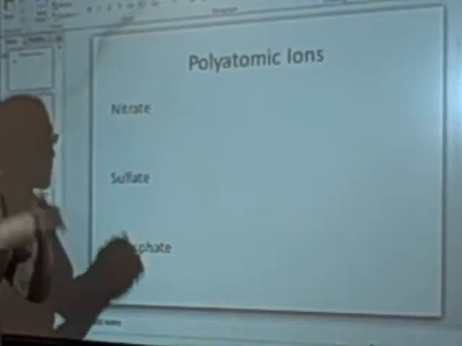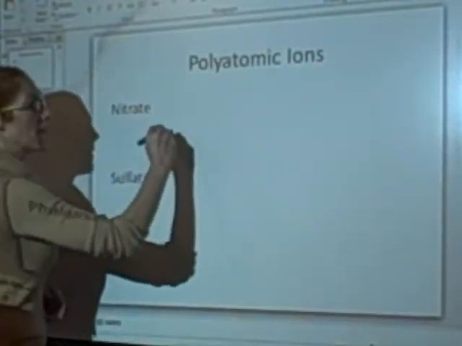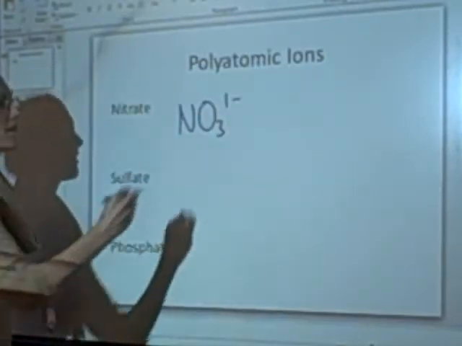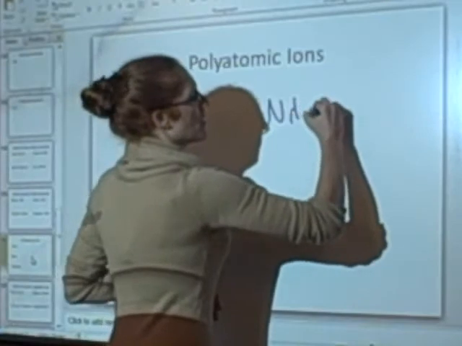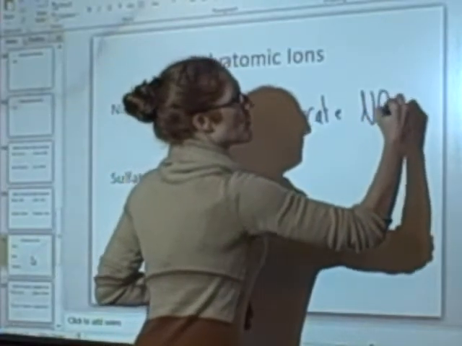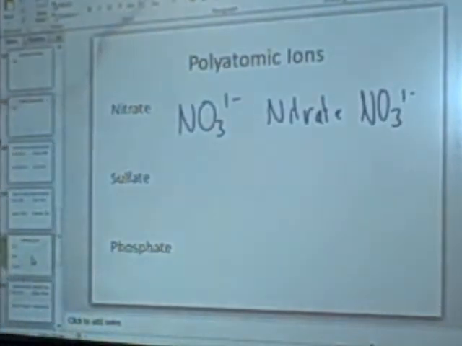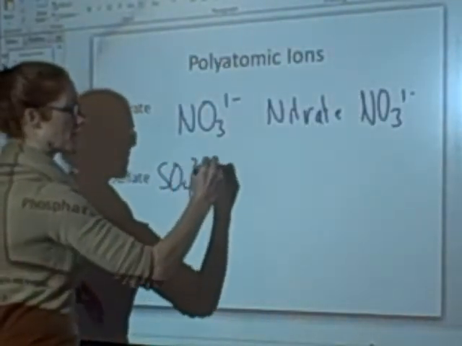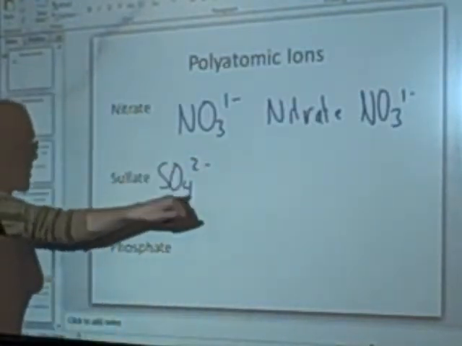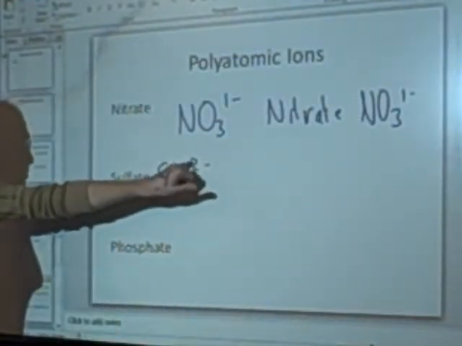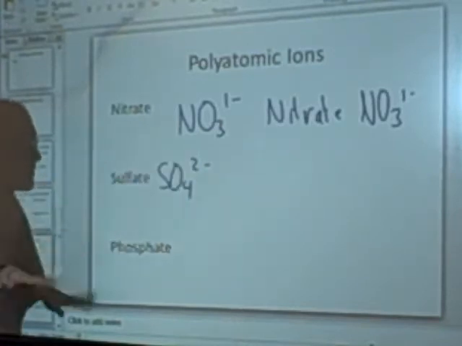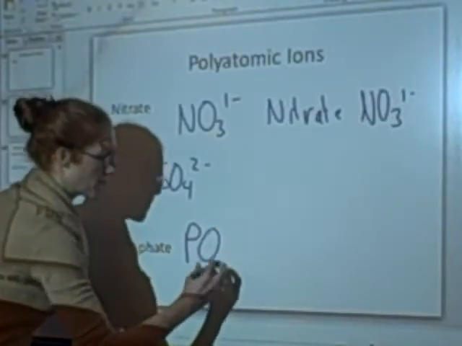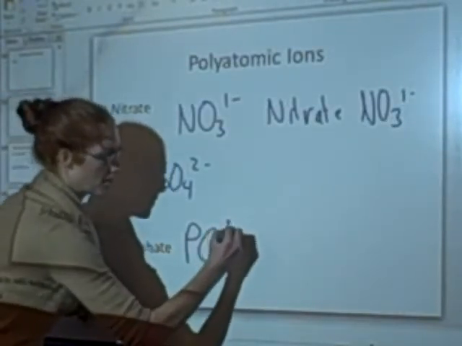So if you want to memorize them, I would write nitrate, and then I'd write NO3, 1 minus, and then I'd write that again, nitrate, and I'd write it again, NO3, 1 minus. I'd do that 10 times and then see if I could look away and do it. Sulfate, SO4, 2 minus. So sulfate is big S, big O, subscripted 4, superscripted 2 minus. So little 4 down low, a little 2 up high. And that's sulfate. Phosphate is P, big O, a little 4 down low, and a little 3 up high.